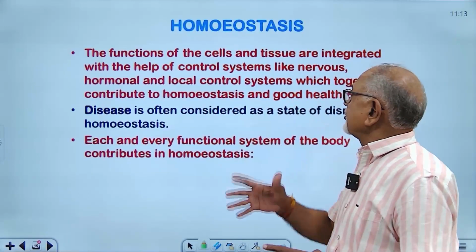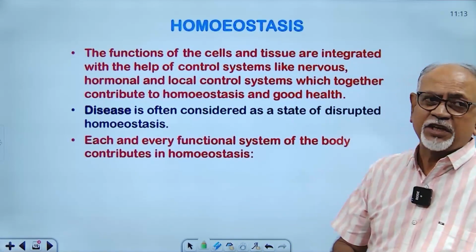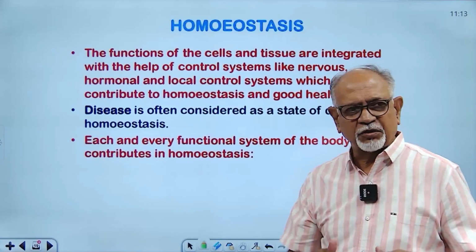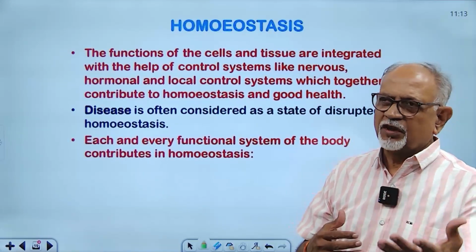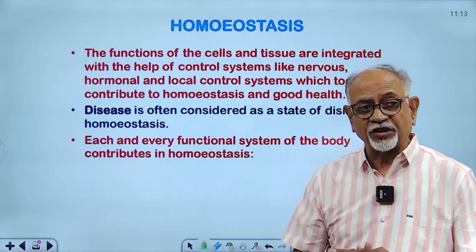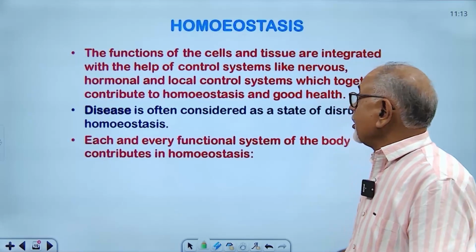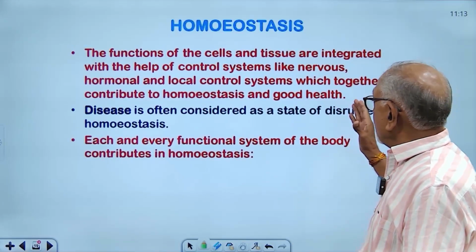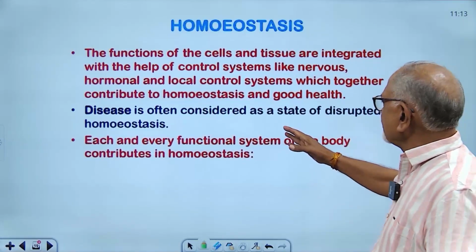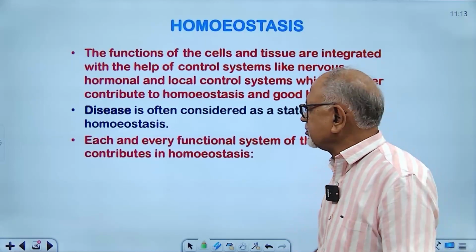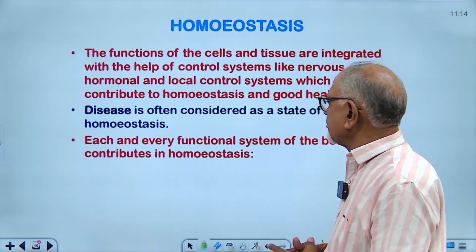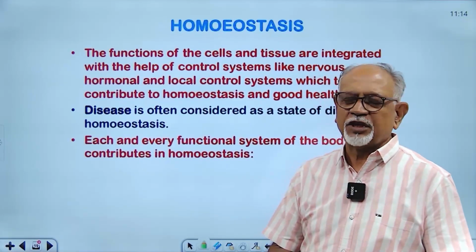Now, the functions of the cells and tissues are integrated with the help of certain control systems, like the nervous system and the hormonal system of endocrine glands. It is combinedly called the neuroendocrine system, to maintain homeostasis and to maintain good health. Disease is often considered as a state of disruption of homeostasis. Each and every functional system of the body contributes to homeostasis.